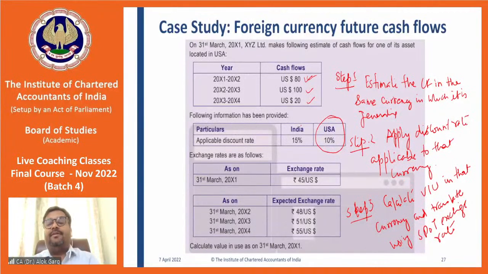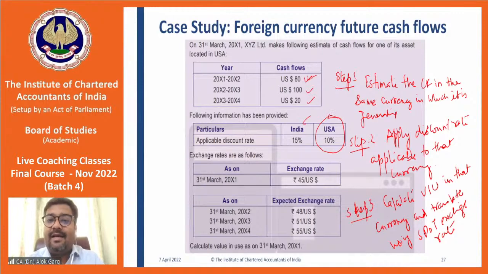Using the spot rate, the today's rate for converting into INR, right? So friends, in this question, 3-year cash flow is given. The discount rate applicable to India and USA is given.